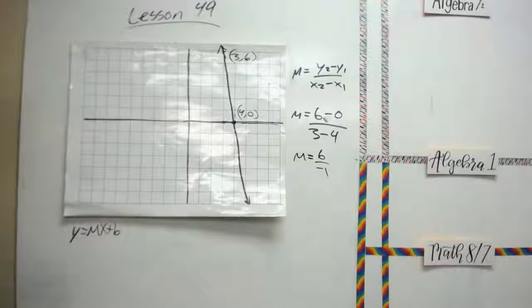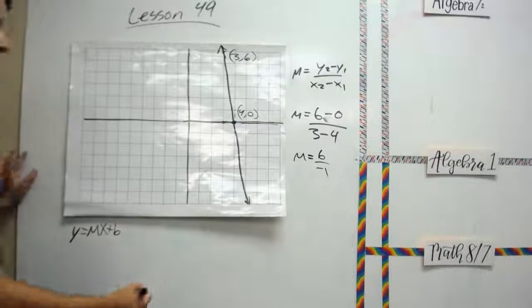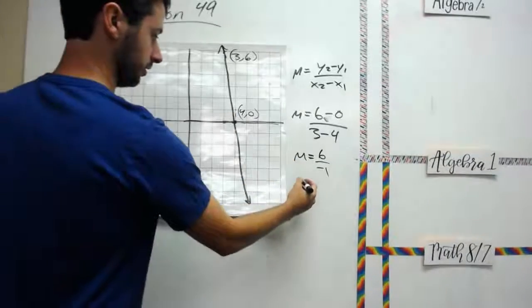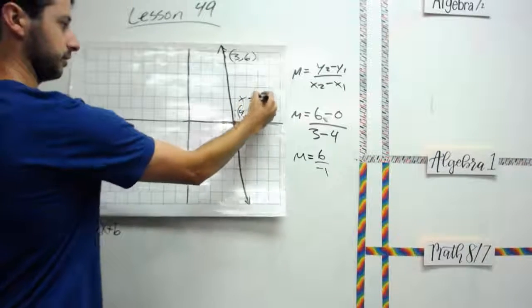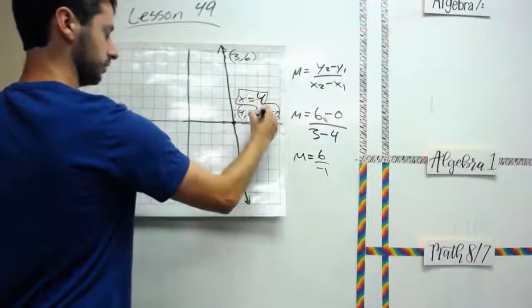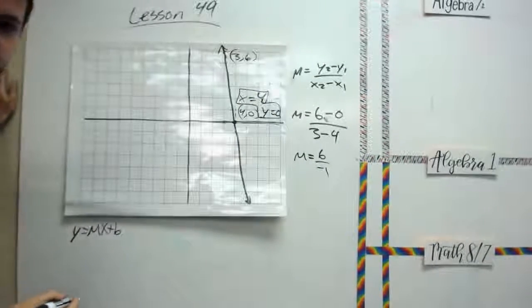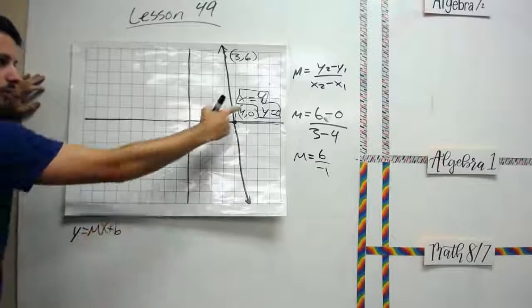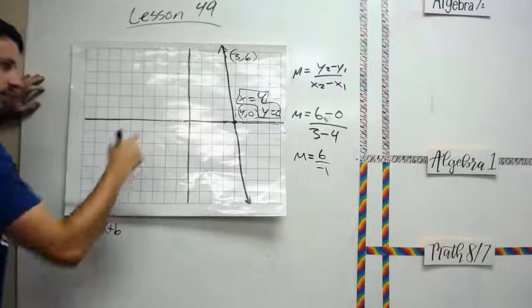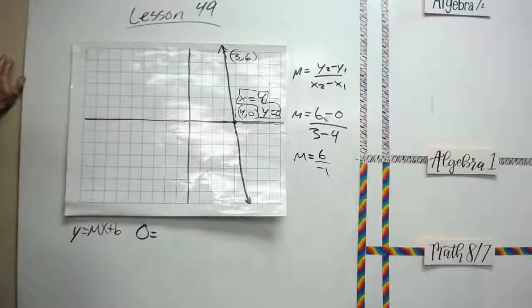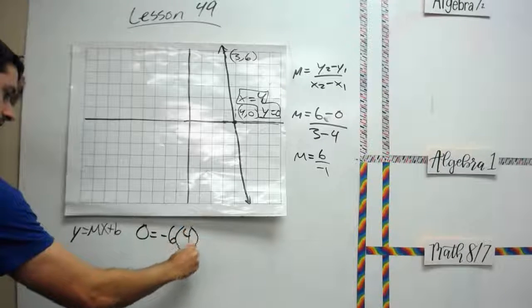Now that we have our slope, we know m, and then we also know x and y. Since we know this is a coordinate, we know x equals 4 and y equals 0. Kind of weird how I circled that, but x equals 4, y equals 0. So therefore in y equals mx plus b, we know y, m, and x. So we plug it in. y is 0, m is negative 6, x is 4, and we're trying to find b.